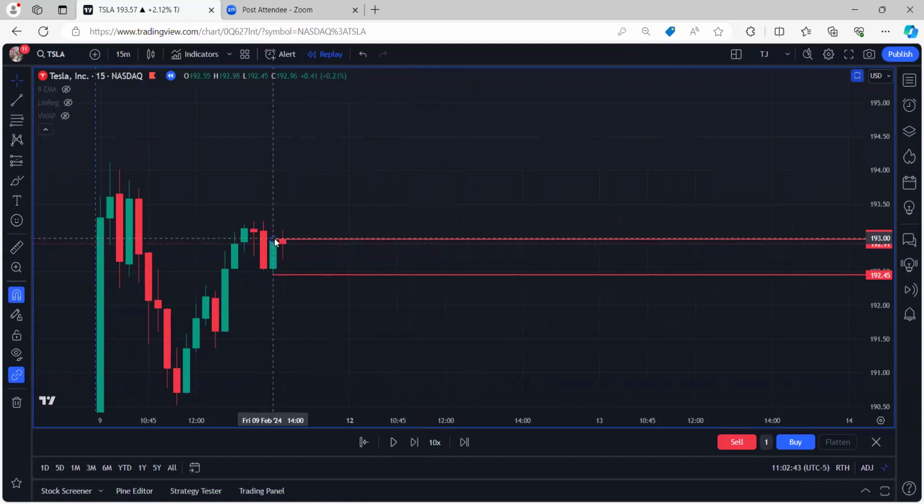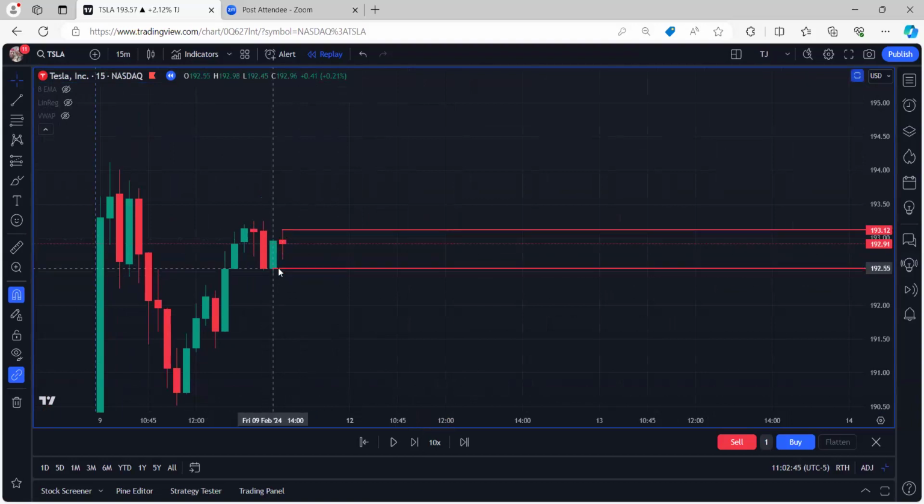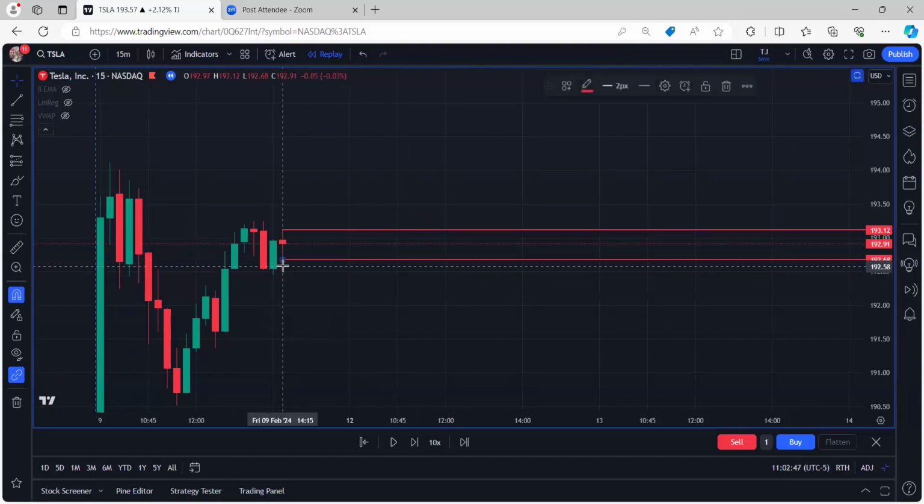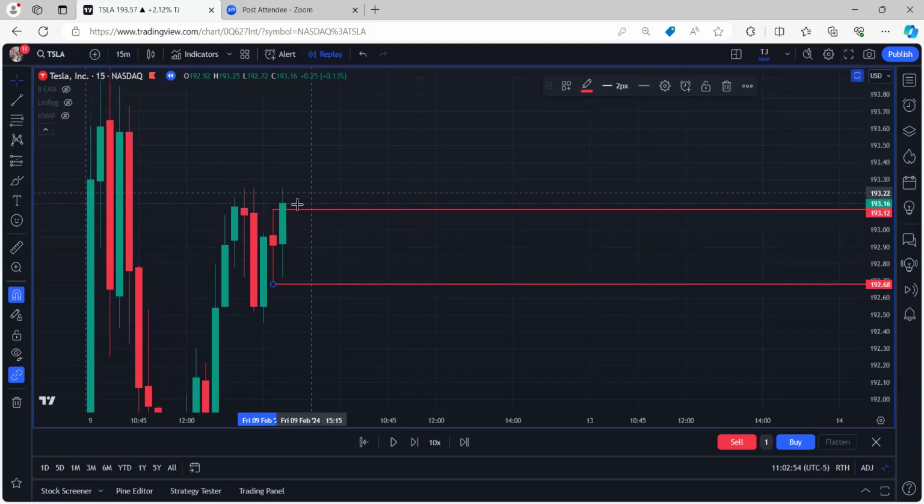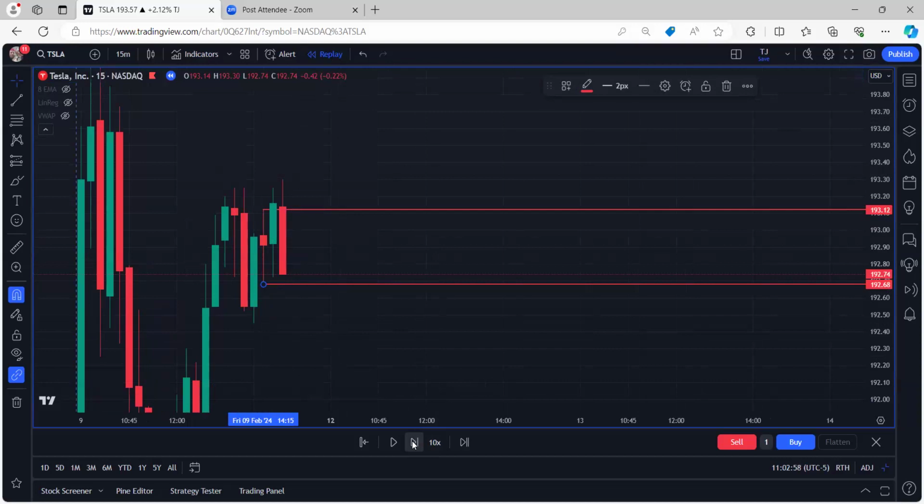Doesn't give me anything, so guess what? I'm just waiting right now. Every single time I'm just tracking this thing down, right? Still, that candle closes outside of there, just like that. Closes outside, so now I have my entry and a stop loss.